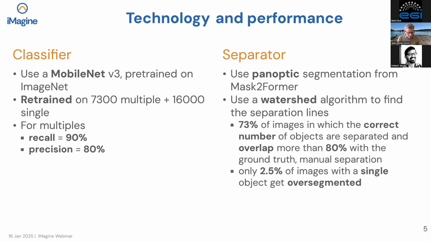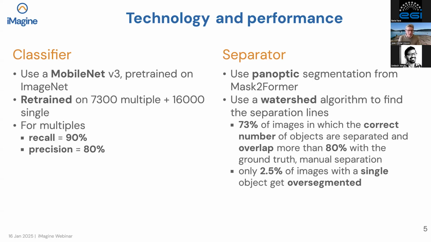So the classifier, it's a network architecture called MobileNet, which is a small architecture, which we found was good enough and actually very good for plankton images. It was trained on ImageNet, which is images of cats, dogs, tables, etc. from the internet, but we specifically retrained it on a data set with 16,000 single objects from a variety of groups, from a variety of places, and 7,000 multiple objects. So quite a lot so that the network learns to recognize those specifically.